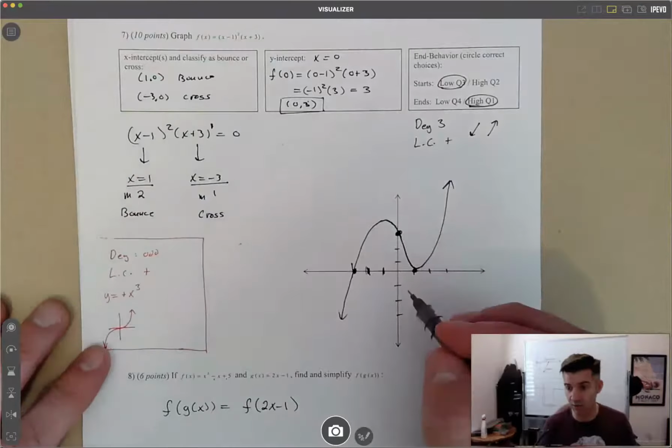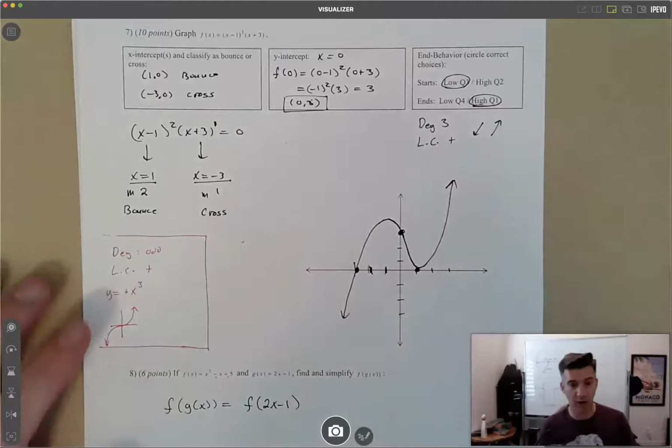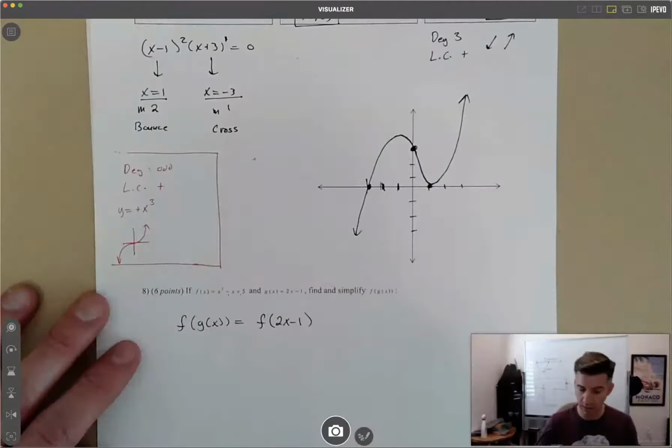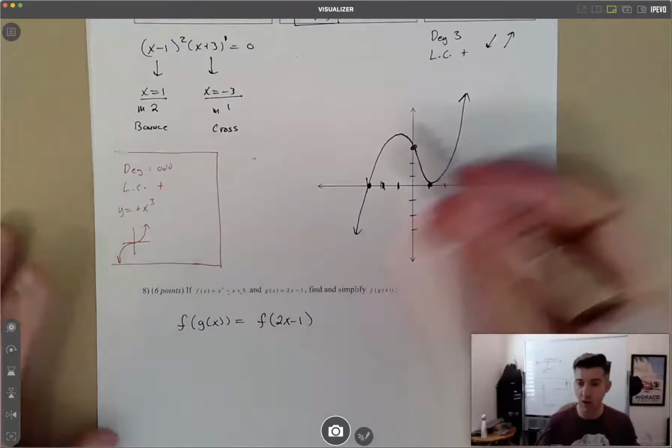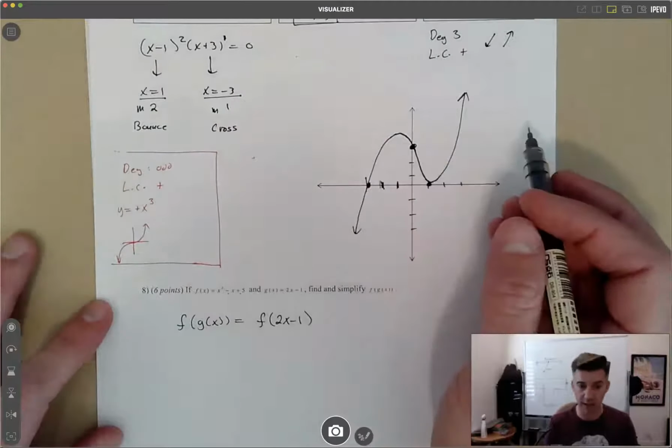I don't think you want to write in the coordinates. We'll see one exception to that when we talk about the piecewise graphing function. That's a little bit simple. So for this one, no, you only have to indicate the intercepts, and that can just be done by showing where they are on the axes.